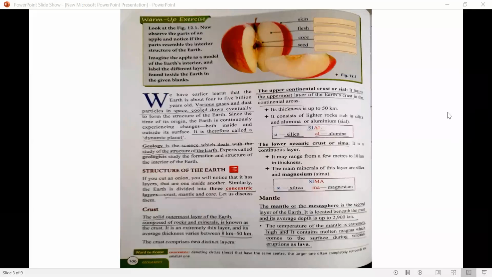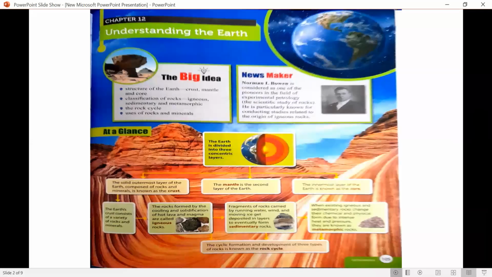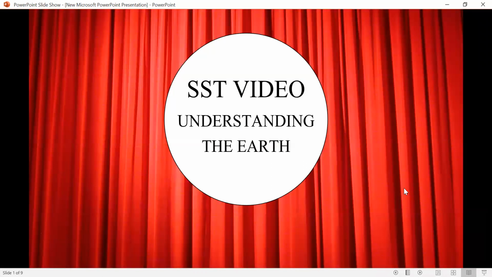On the basis of the environment only, I have brought this chapter, which is Understanding the Earth, and it is also in my book, on page number 105, and it's the starting of the geography. So let's take a look at the PPT and understand what's in that PPT. In this PPT, we have to take a look at what the types and various kinds of things in our surroundings are. So, hello everyone, this is the PPT.